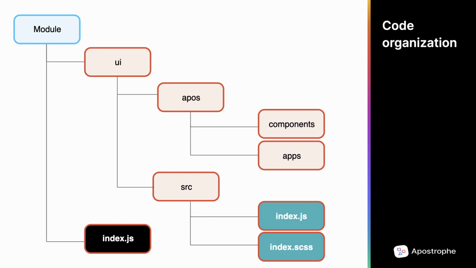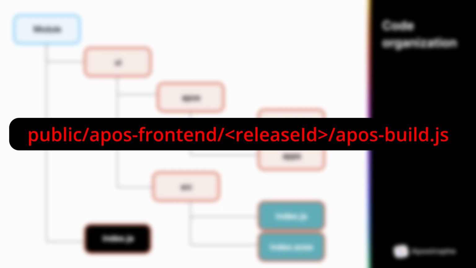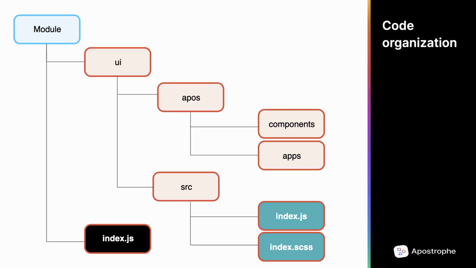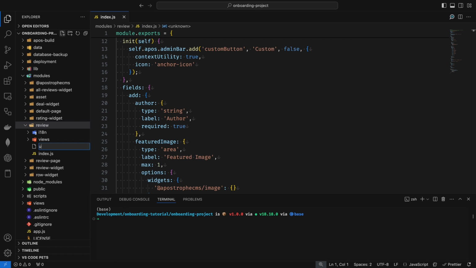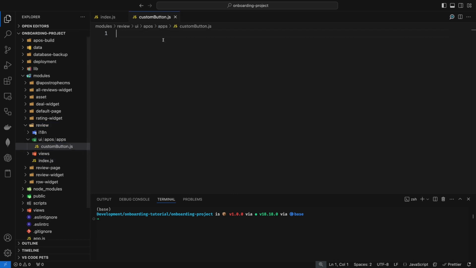This code will be added to the public apos-frontend, release ID, apos-build.js file at build time. This is in contrast to the JavaScript code that we had added to the ui/src folder of the ratings widget. That code gets compiled into the src-build.js in the same public folder. Create a modules/review/ui/apos/apps/customButton.js file and add the following code. I'm going to paste it in and then we'll walk through it.